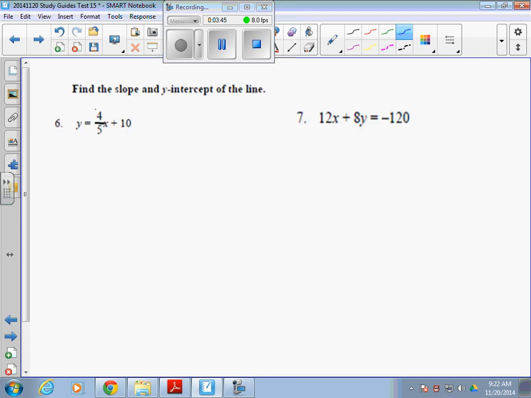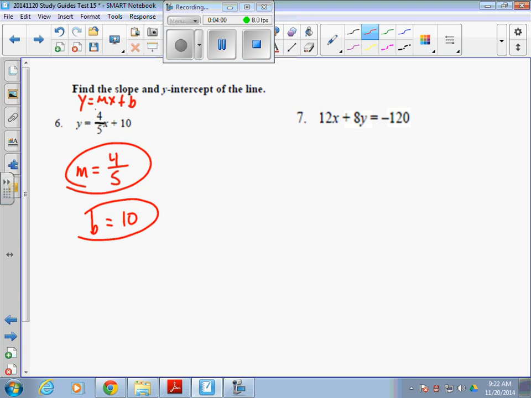Number 6, find the slope and the y-intercept. This is in y equals mx plus b form. So your m, or your slope, is 4/5. That's your slope. Your b, or your y-intercept, is positive 10.